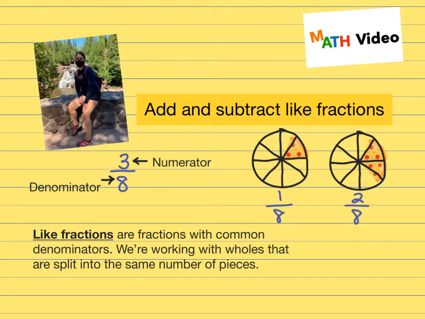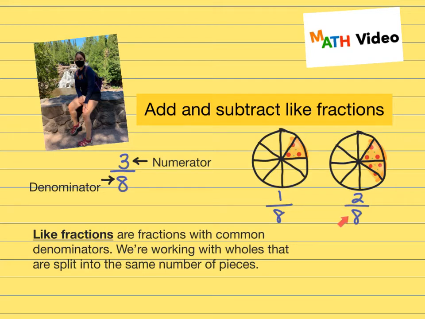So let's say that we had 2 people that were pretty hungry and they're eating pizza. The first person eats 1 piece. That's 1 piece, which is part of the pizza, but remember, the whole is made up of 8 pieces. So we would say that that person has eaten 1/8 of the pizza.